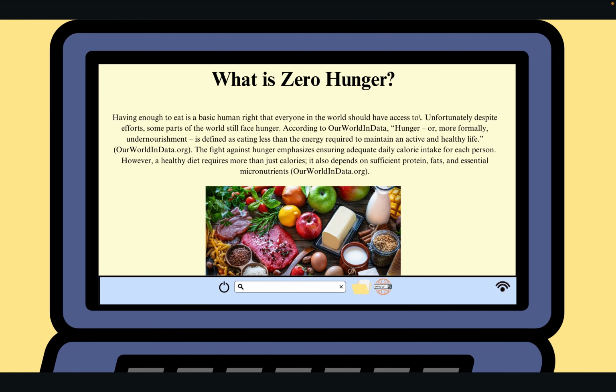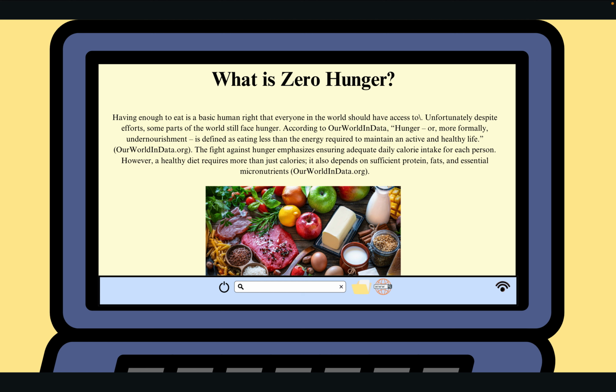So firstly, what is zero hunger? Having enough to eat is a basic human right that everyone in the world should have access to. Unfortunately, despite efforts, some parts of the world still face hunger. According to Our World in Data, hunger, or more formally, undernourishment, is defined as eating less than the energy required to maintain an active and healthy life.